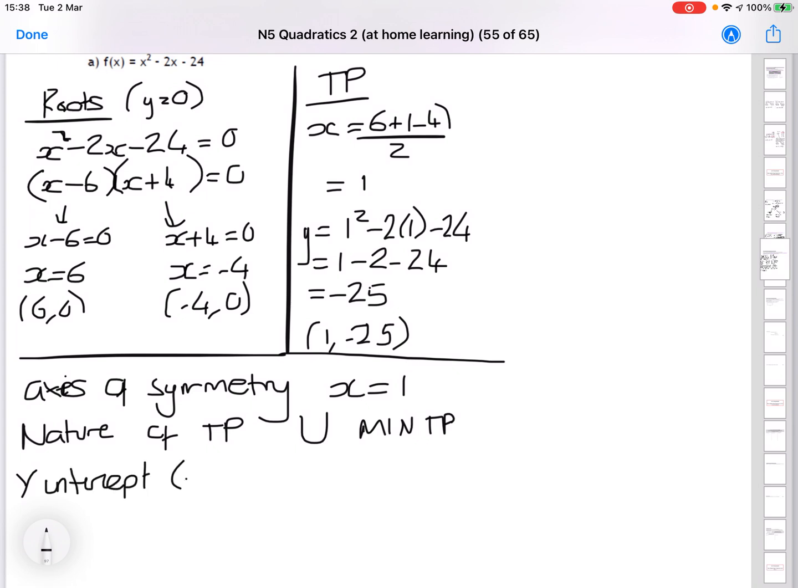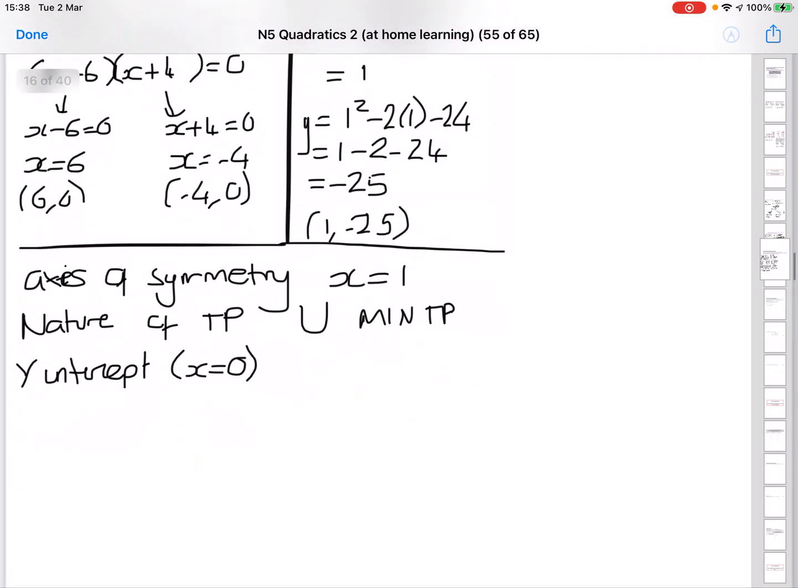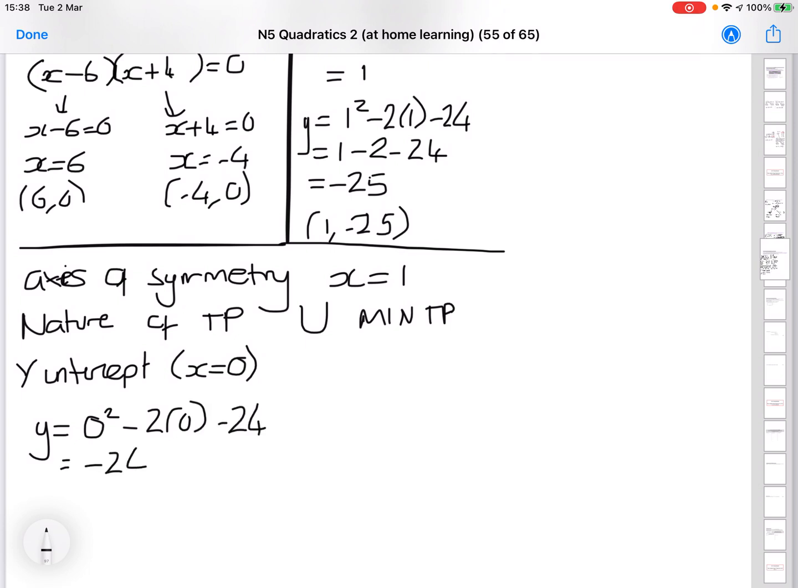The last thing to do here is your y-intercept. So your y-intercept is when x is 0. It's where on the y-axis does the quadratic cross through. So on your y-axis, your x-coordinate is a 0. So all you need to do there is just substitute 0 into your equation. So we're going to have 0 squared minus 2 times 0 minus 24, which is obviously just minus 24. So your coordinate there would be (0, minus 24).